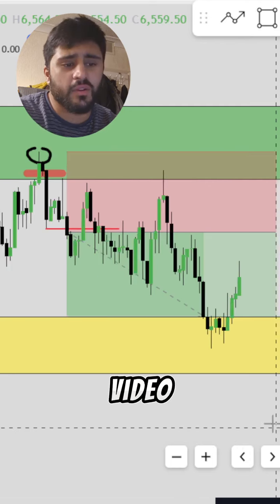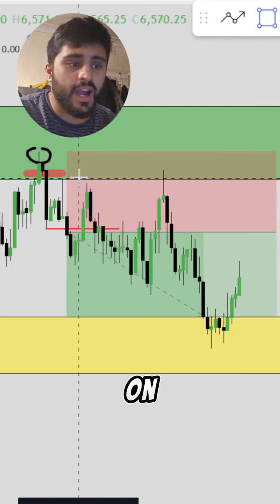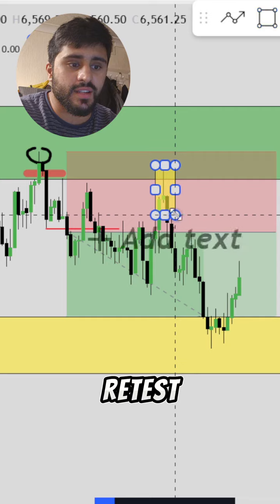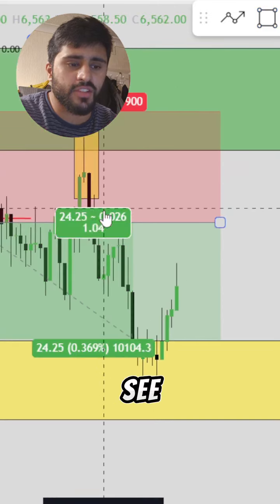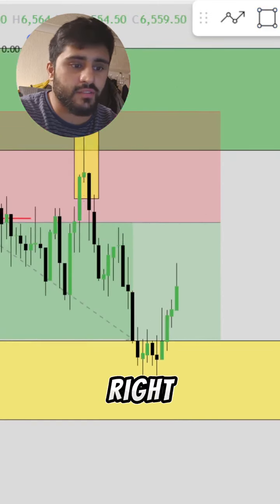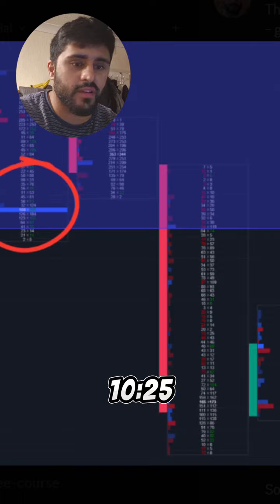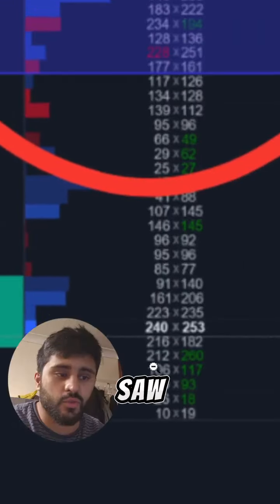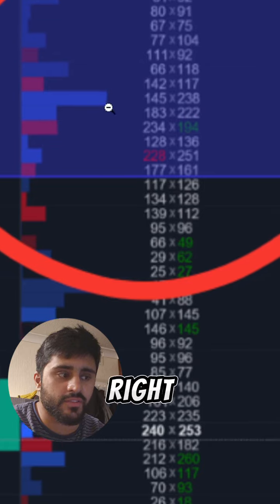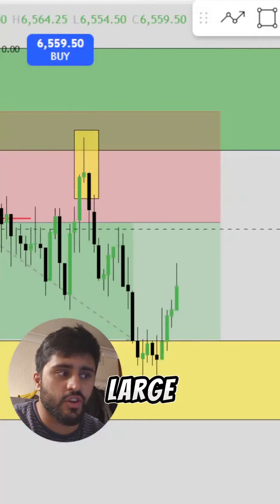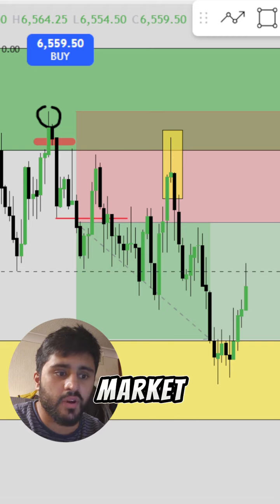In this video, I want you to focus on what was going on upon each of the retests. We had a retest over here as well, so you want to see what was going on during this retest. This was now 10:25. At 10:25, we saw this candle. Look at this candle. Yes, we had a wick rejection, but what was going on inside the wick? Large aggressive buyers, and the market tanked.